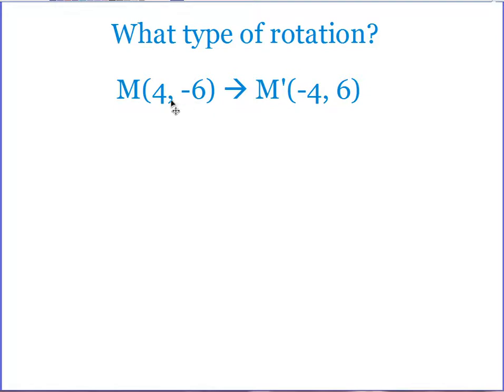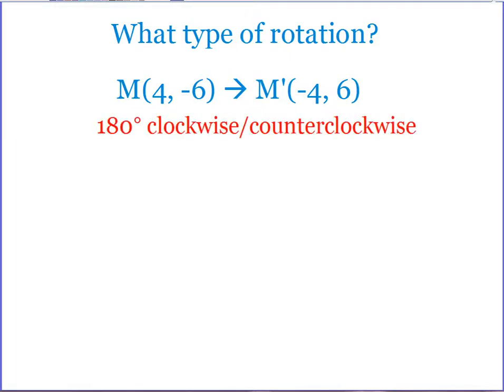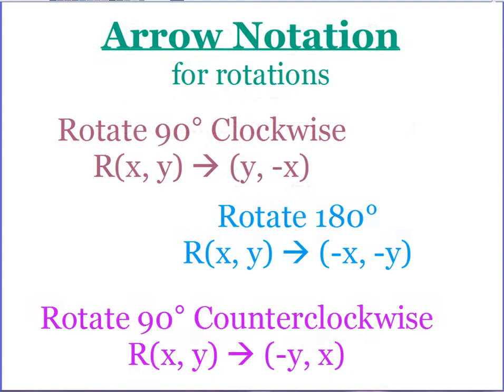What type of rotation was it that let the order stay the same and change sign on both values? That was our 180-degree rotation, whether it be clockwise or counterclockwise. Both would be correct. How about point P that went from 8, 2 to 2, -8? They switched order and the original x value ended up changing sign. Looking back at our notes, which rotation was that? Isn't that our 90-degree clockwise rotation?